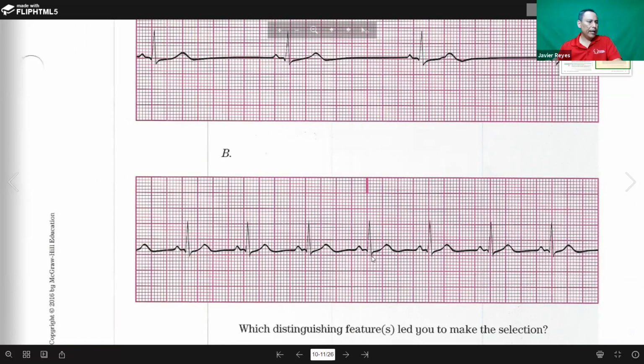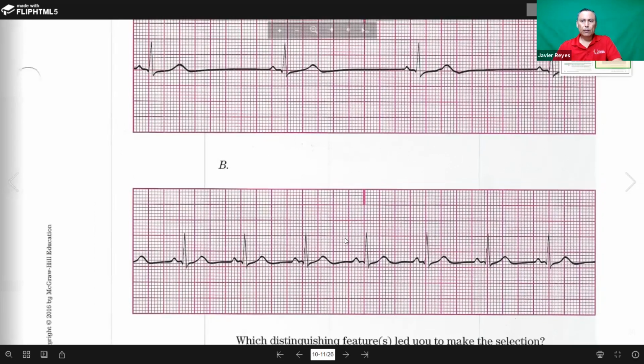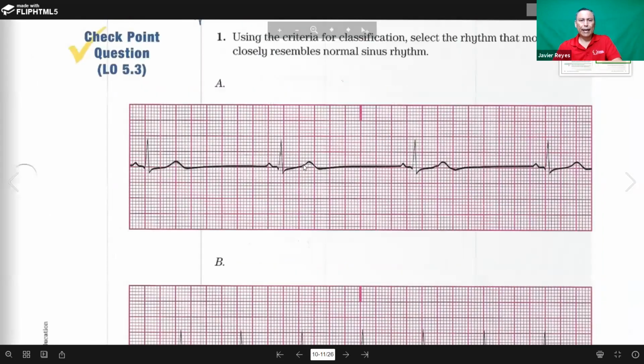So you have a completely normal sinus rhythm here. You have to be able to recognize a normal sinus rhythm so that you can recognize an abnormal sinus rhythm. Okay, so let's look at this one. What is wrong with letter A? It's too long, like the space in between.